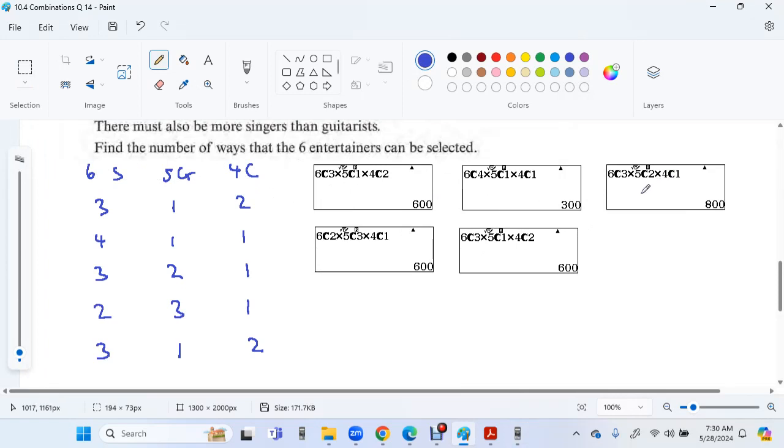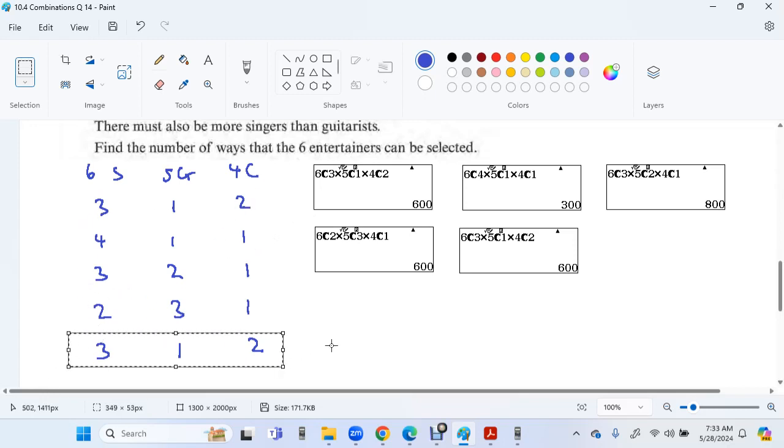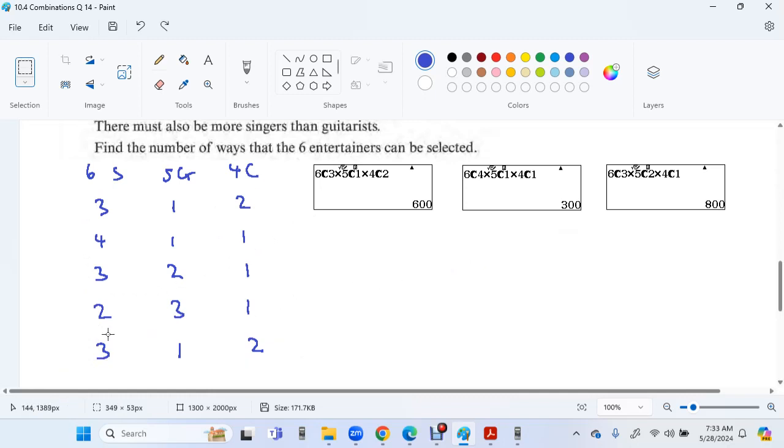So total, wait, I made a mistake here. Singers more than guitarists. Okay, and 312 is repeated. And then the singers must be more than guitarists. So 321 is okay, but 231 is not okay. So it should be 213.